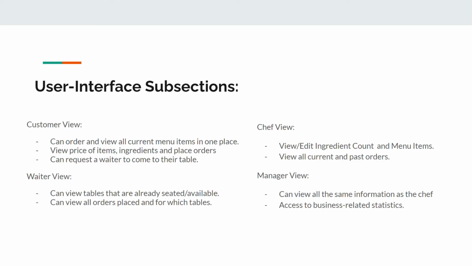The chef will be able to view and edit the stock count of ingredients and menu items, as well as view all current and past orders. The manager will have all the same information as the chef, however, they will also be able to view all business related statistics. To showcase how our application will work, we will be looking at our use cases.